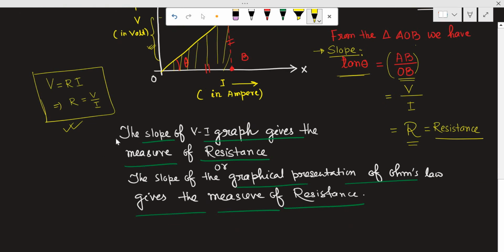That's all. Now the conclusion. The slope of the VI graph gives us the measure of resistance. This is very, very important. The conclusion is very, very important. And we can say the same thing in other words: the slope of the graphical presentation of Ohm's law gives us the measure of resistance.